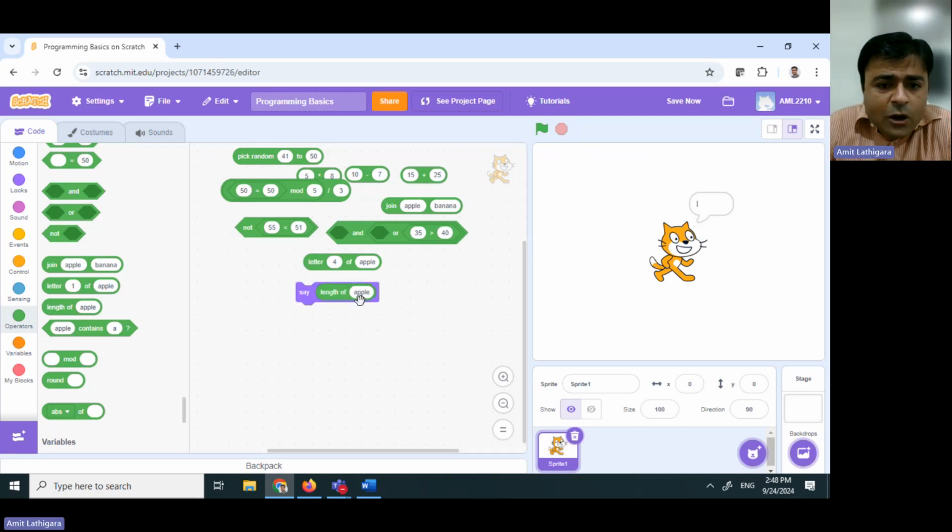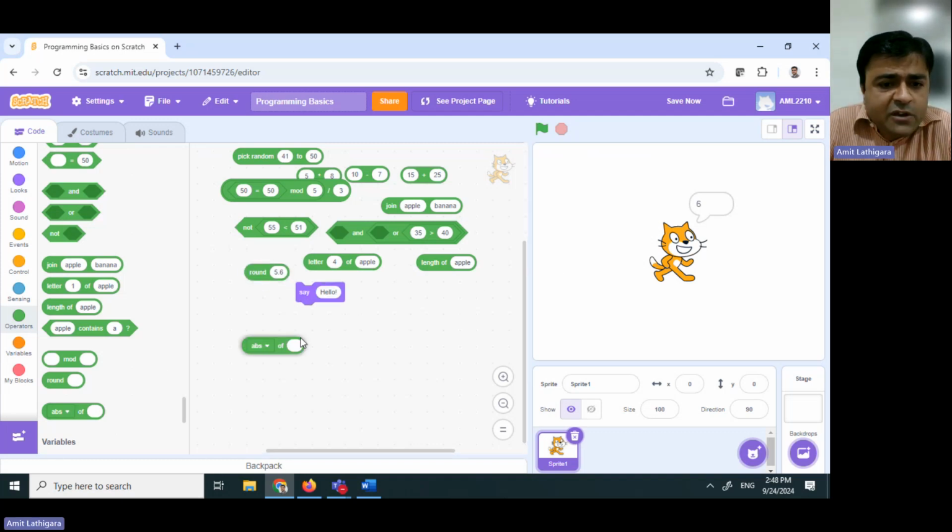Length of apple, so how many characters are there? 1, 2, 3, 4, 5. So answer is 5. Whenever you want to find a length, you can use the length of. Mod we have discussed already. Anywhere if you want to do a rounding operation, say for example, a round of 5.6, as it is above 0.5, expected answer is 6, and here it is 6.